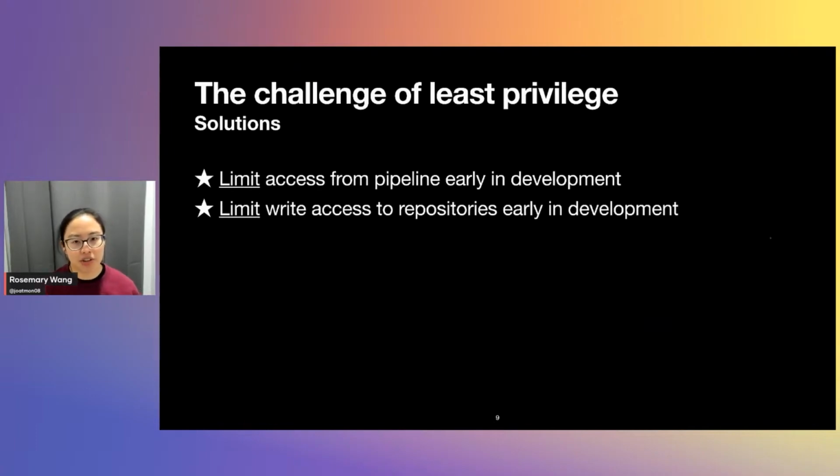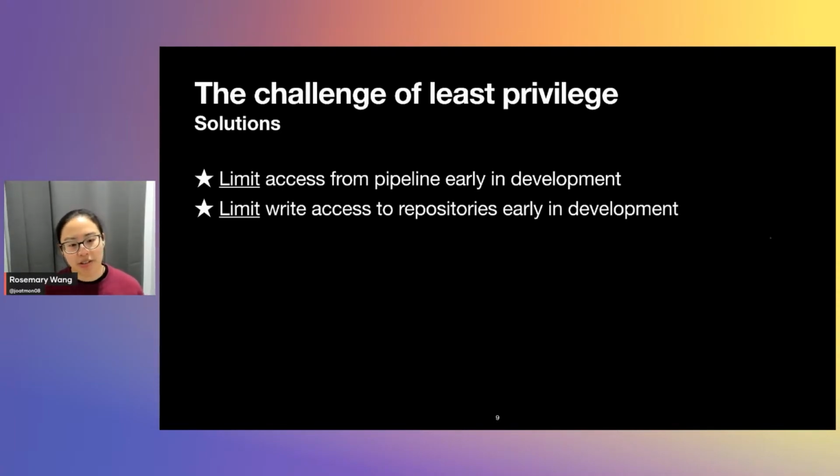The reason why you do this earlier than later is that it's a lot harder to take away certain privileges or access than it is to grant it. So limit the access early, and that means that you can get into that process and the rhythm of iterating on what access a pipeline needs.